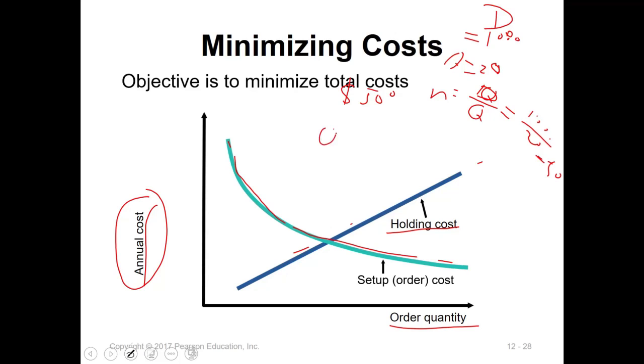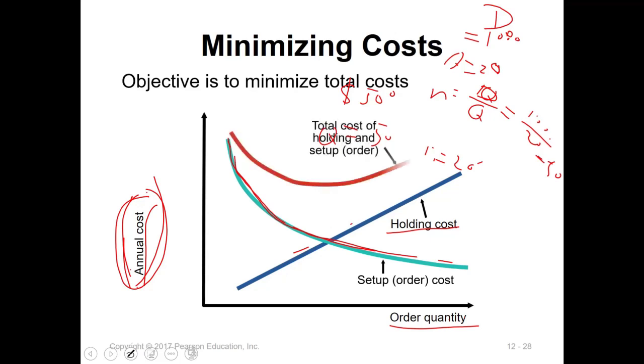But if we change the order quantity to 50, then the number of orders we need to make in a year should be 20. So 20 times 10, the ordering cost in this year, you are going to spend $200. This is because we are looking at annual cost. That's why this curve is dropping. With the order quantity increasing, the total setup cost is dropping. So of these two curves, one is increasing and one is decreasing.